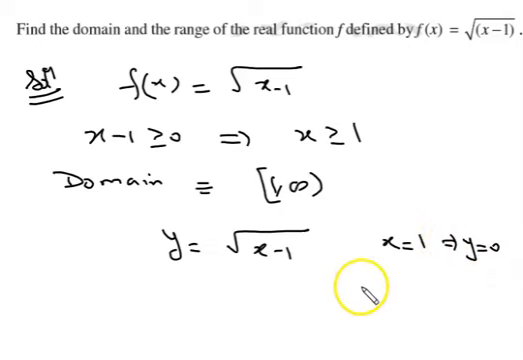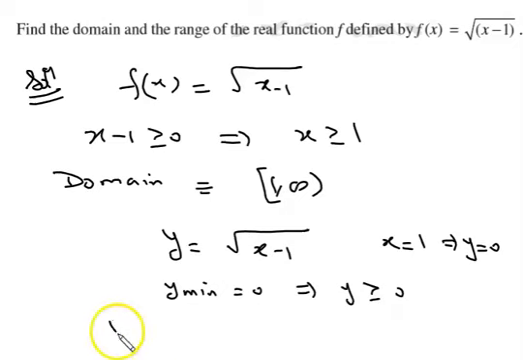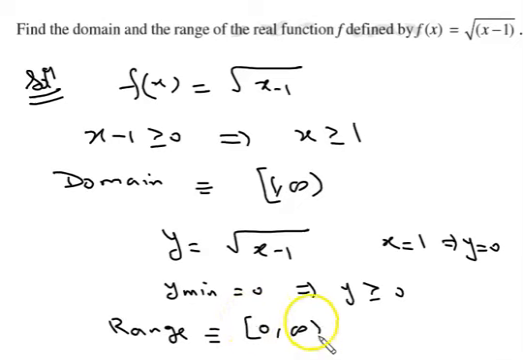And this is the minimum value of y, because it is a square root function. So this is always a non-negative quantity, because the square root of any number is a non-negative quantity, that is the modulus part. So this implies the minimum value of y is 0, and y is always greater than or equal to 0. This gives me the conclusion that the range of this particular function is from 0 to infinity. And this is how we can answer this particular question, guys.